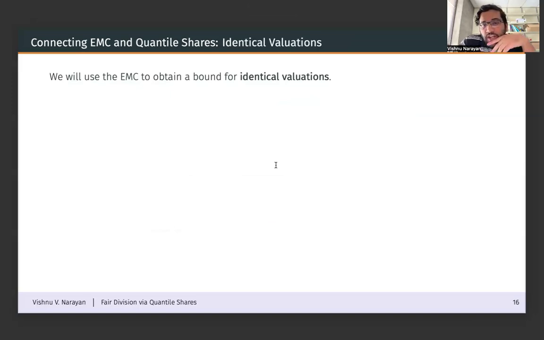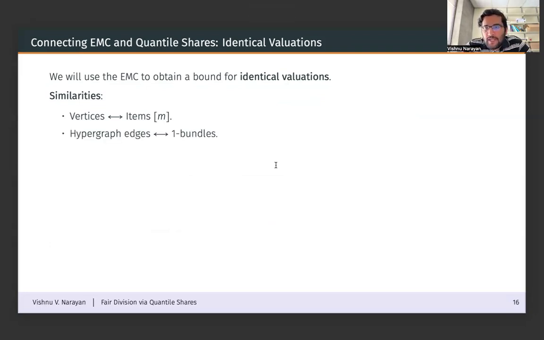So we will first use the Erdős matching conjecture to obtain a bound for identical valuations. So how are they connected? You may be able to see this already. The vertices are the items, M. The hypergraph edges are the 1 bundles that we want to assign ideally to all of the agents. And no n matching in the hypergraph is the same as saying there is no partition into 1 bundles. By identical valuations, I mean all of the agents have the same valuation function, the same 1 bundles.